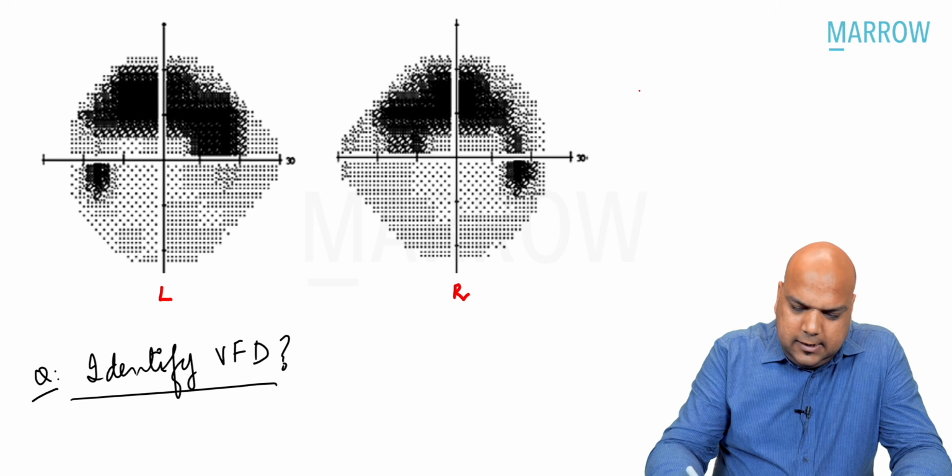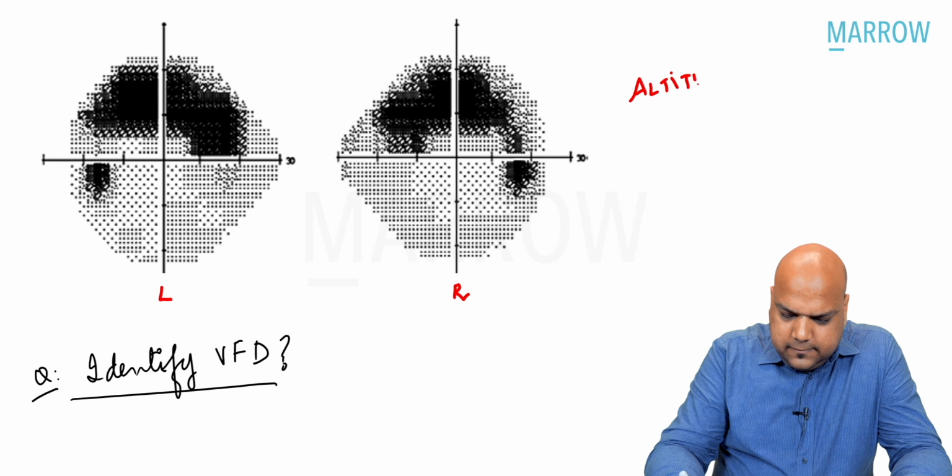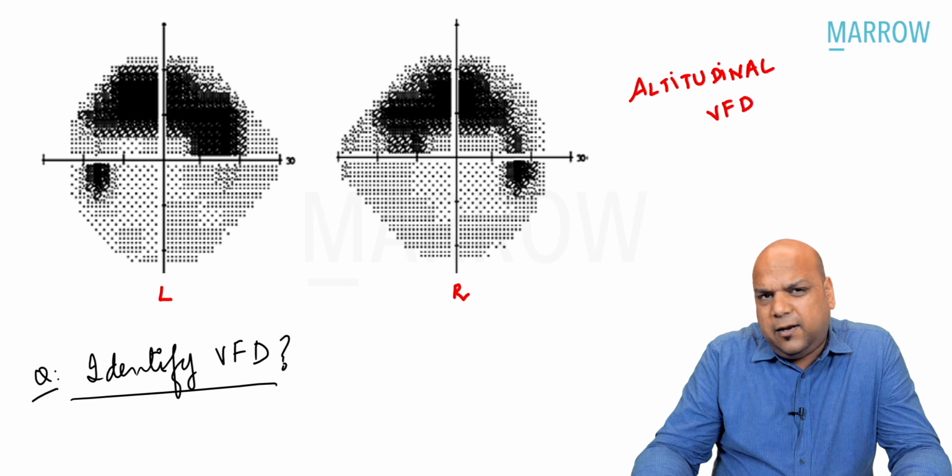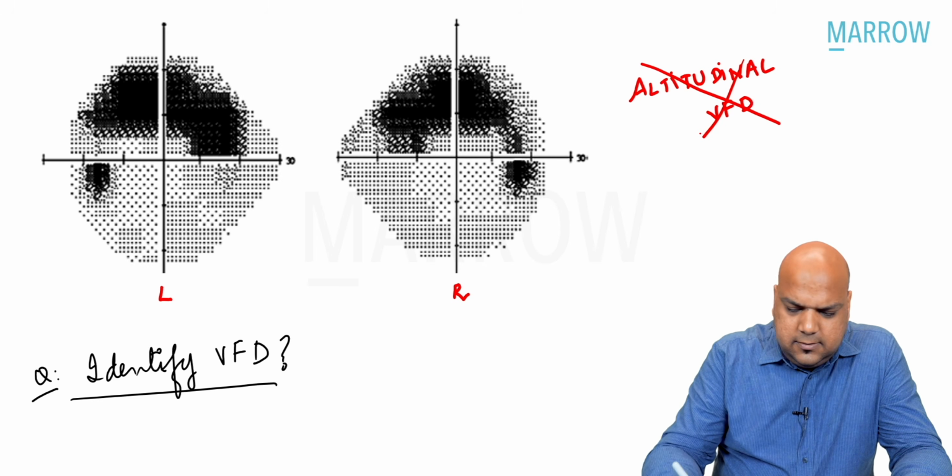So it looks like an altitudinal visual field defect. Sir, why altitudinal visual field defect? Because it is respecting the horizontal midline. But I have a better answer. I don't think this is the answer.